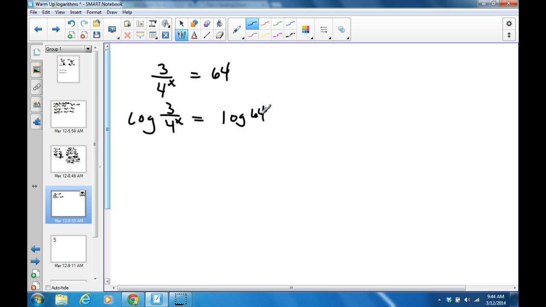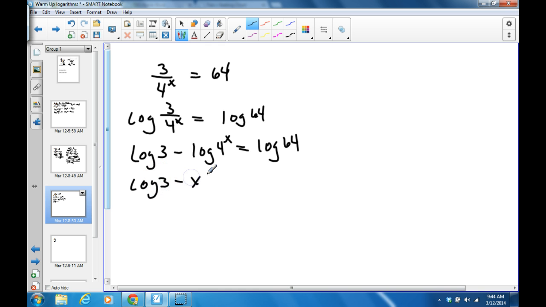So what rule can I use on this one? Log 3 minus log 4. Good. Yep, log 3 minus log 4 to the x equals log of 64. I can move the x to the front of that now. So it'll be log 3 minus x log 4 equals log 64.